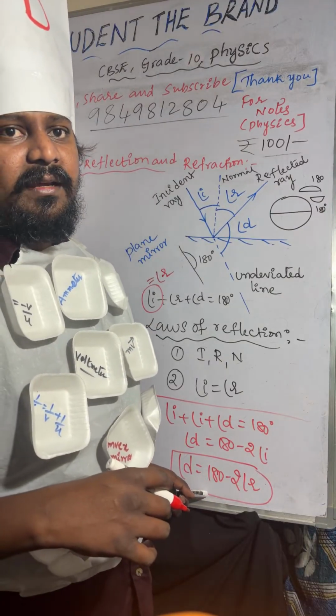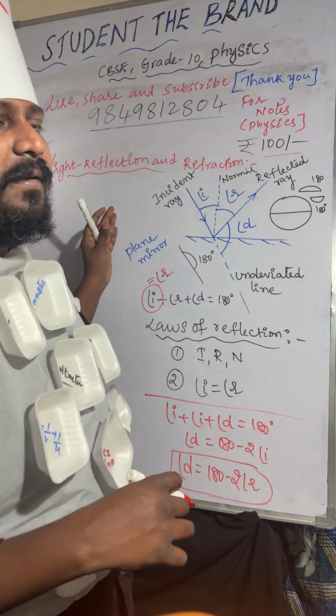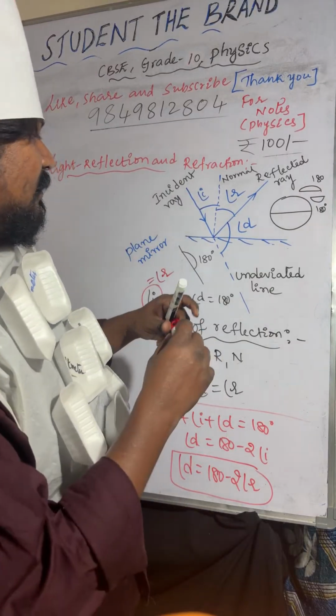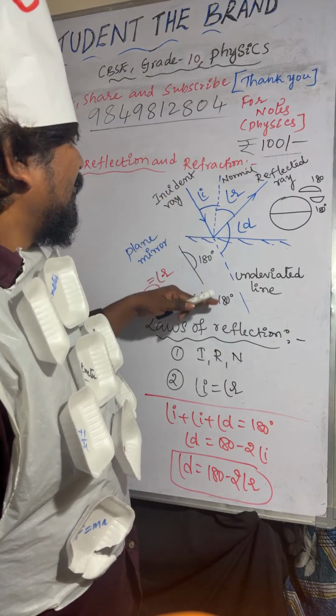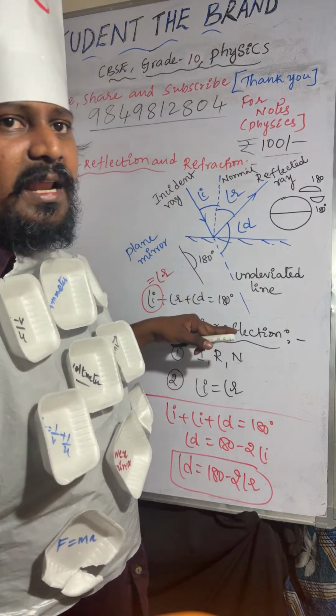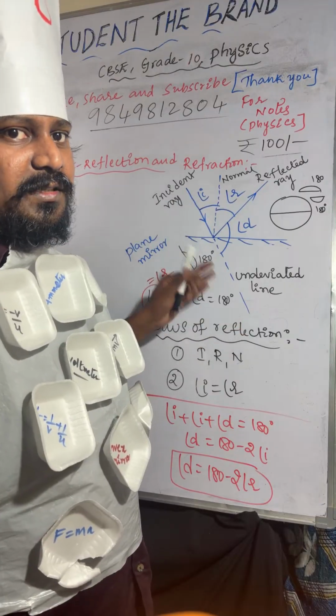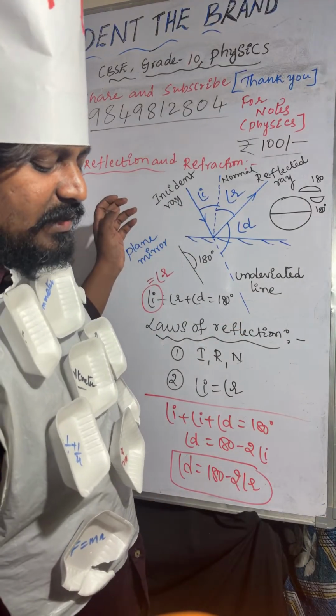So I hope it is very clear, right? This is about reflection of light, angle of deviation and laws of reflection. Once again we will discuss the laws of reflection.